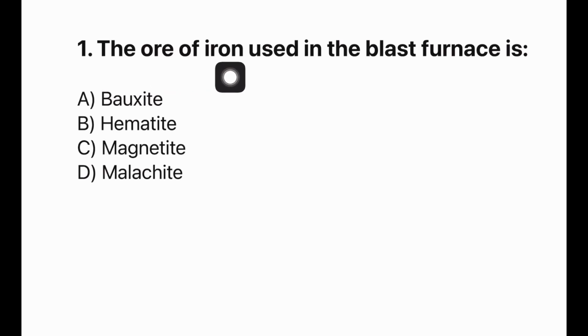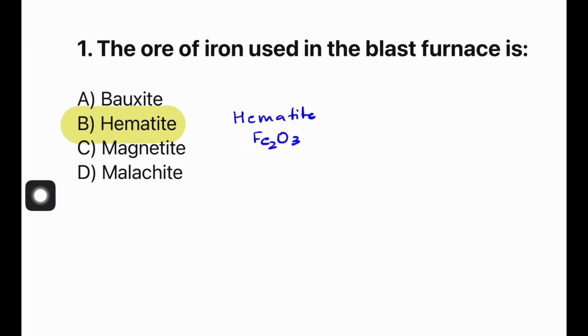The ore of iron used in the blast furnaces. So basically we use hematite ore, that is hematite, and its formula is Fe2O3. So this is the common ore of iron that is used in the blast furnace. So if you see, the correct option is B, hematite ore. Magnetite is also an ore of iron, okay, but we most commonly use hematite. Okay, next question.